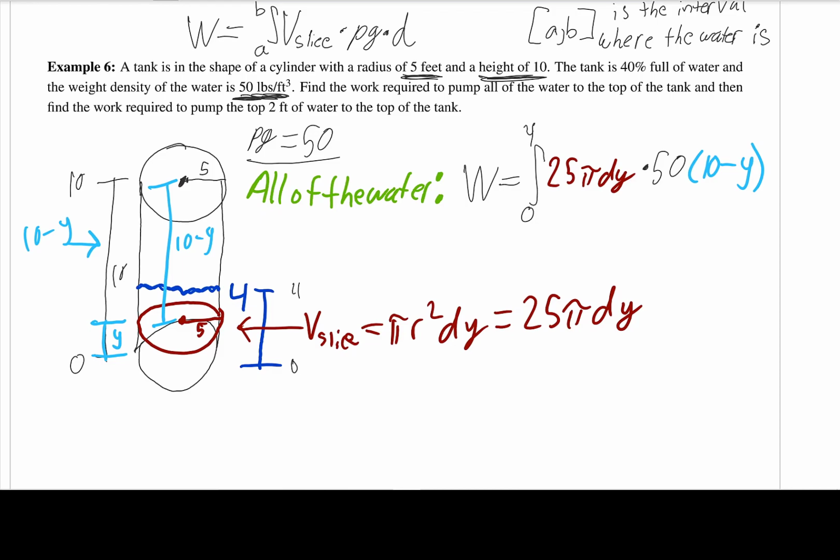All right, now we have our V slice, we have our rho times gravity, we have our distance, and so now we can calculate our integral. And when you calculate this out, you should get 40,000 pi. Notice a lot of these integrals for these work problems are not terribly difficult to calculate, because this is a constant, this is a constant, this is a constant. You can pull all of those out, and then you're just integrating 10 minus y from 0 to 4.